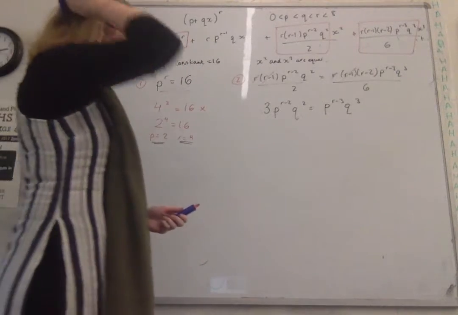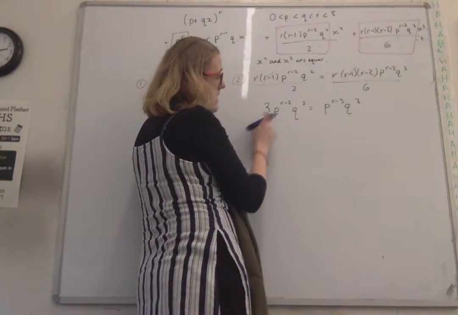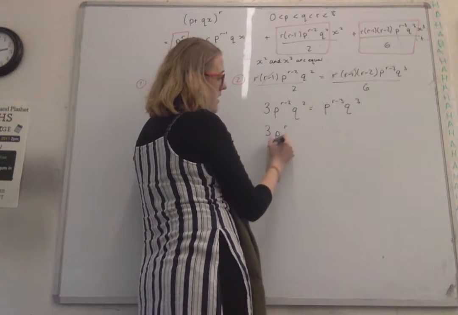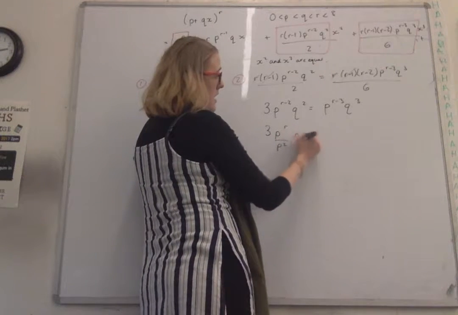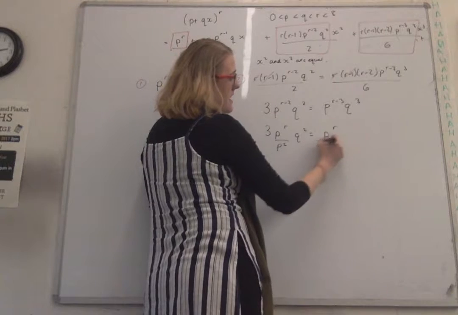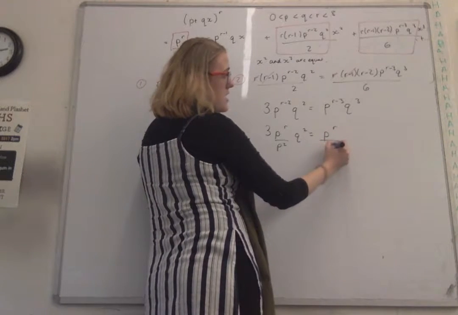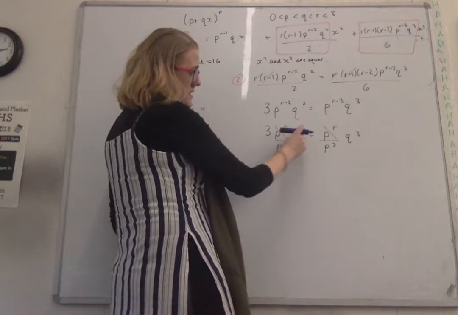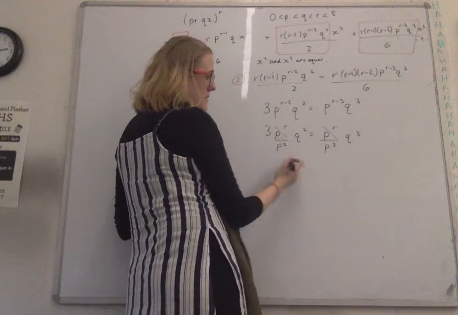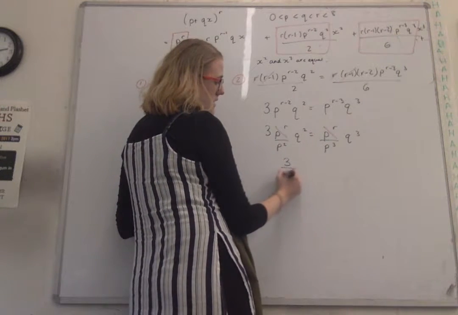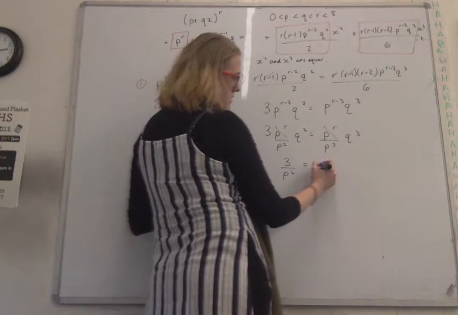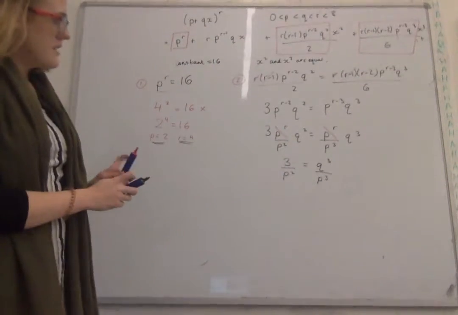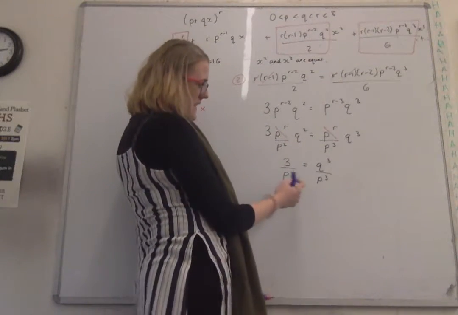Again, still some simplification that I want to do. I could write p to the r minus 2 as p to the r over p squared, using our laws of indices, and this one p to the r over p cubed, and then I've got q cubed. Then these go. Also the squared and the cubed, I can just divide by q squared to leave me with 3 over p squared is equal to q cubed over p cubed. That one works. I can then times by p squared and simplify these.